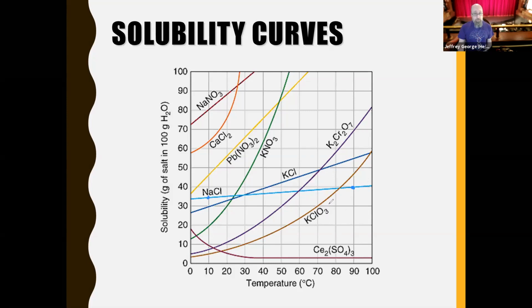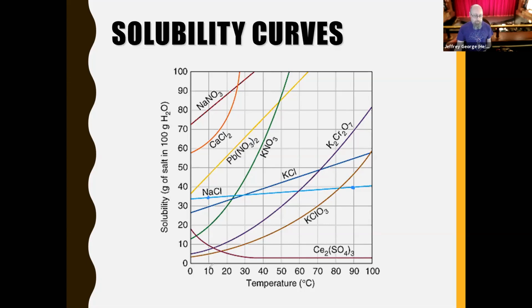Every substance that we might dissolve in water has a slightly different interaction with water. And so each substance has its own unique curve with its own unique shape, which means that we could use these to identify substances if we needed to. And that's coming up on your homework as well.